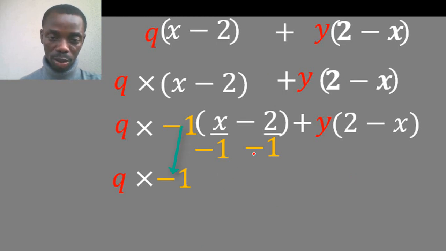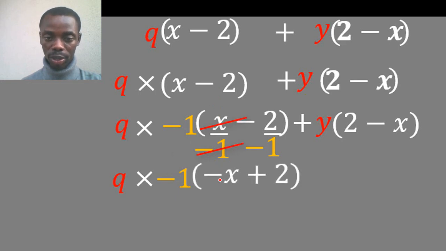This is x divided by minus 1. What do you think that is? That's minus x. Now this is minus 2 divided by minus 1. Negative cancels negative, and I'm having what? Positive. Then 2 divided by 1 is 2. So after my division, this is what I'm having in my bracket: minus x plus 2.